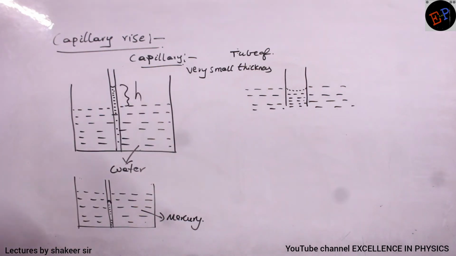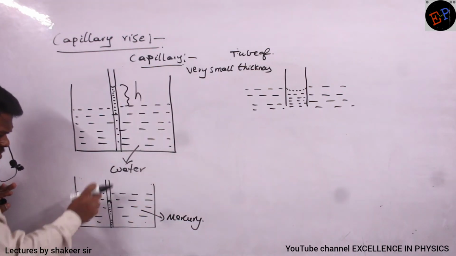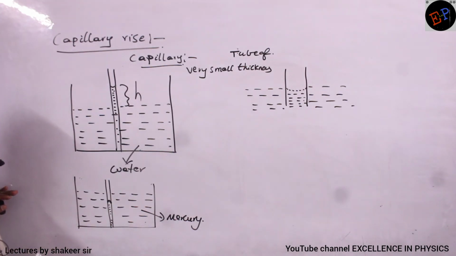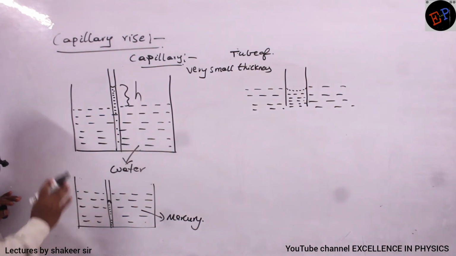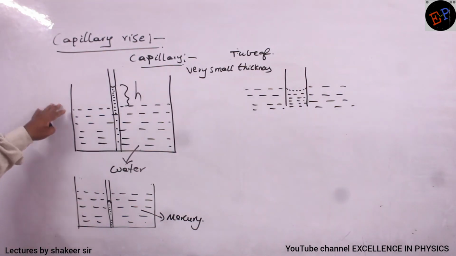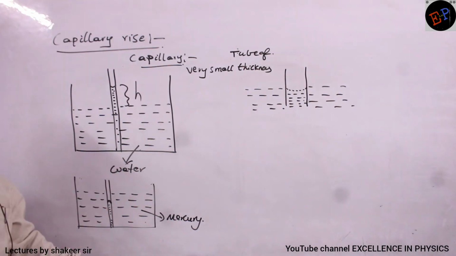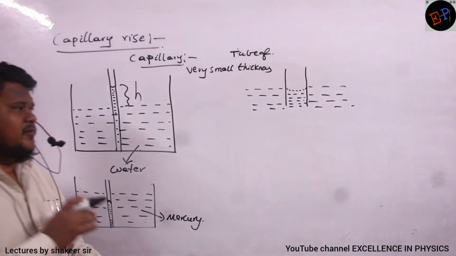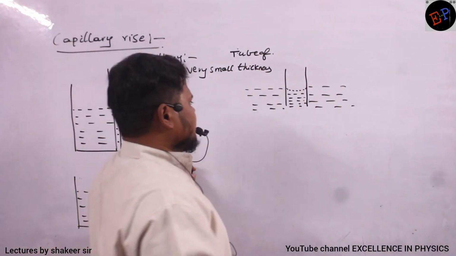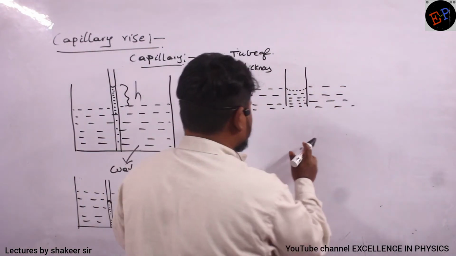Similarly, if you place the same capillary in mercury, you will find the level of mercury will go down. So this is capillary fall. In the case of water, there is a rise of water level. In the case of mercury, there is a fall of mercury level. What is the reason for this? We will study.